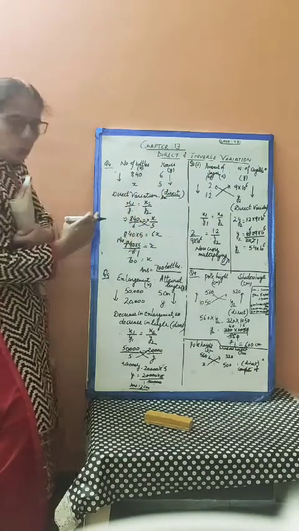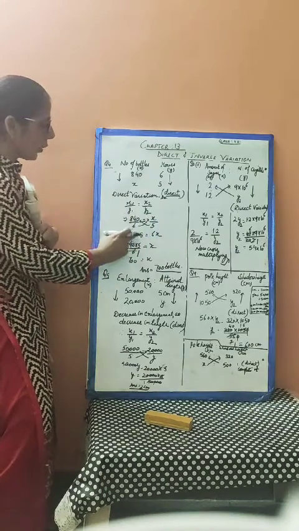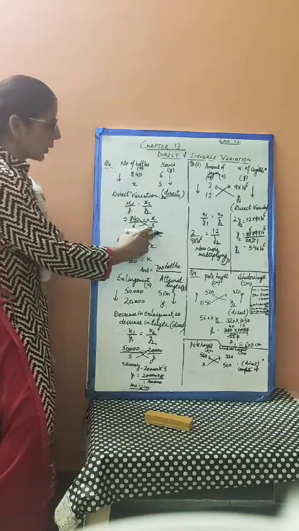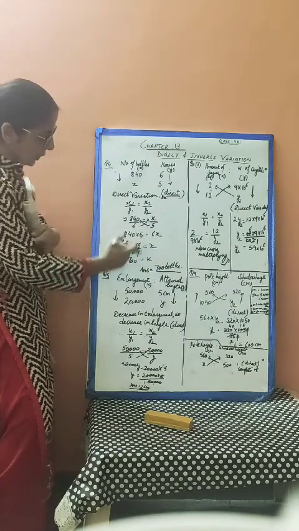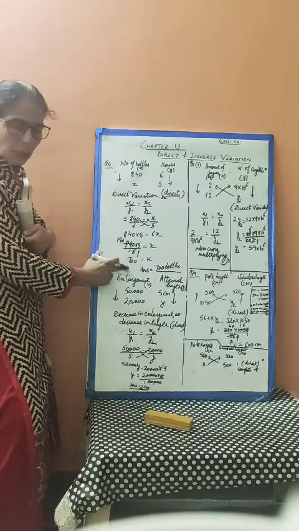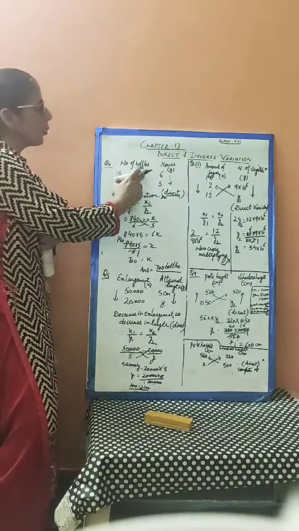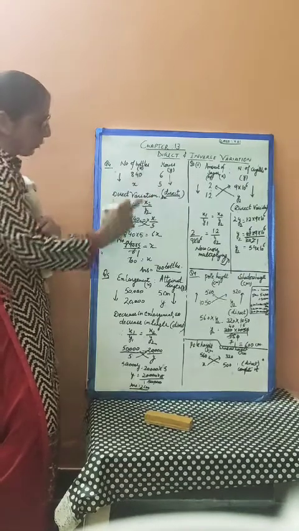We can do the direct cross multiplication: 840 into 5 is equal to 6 into x. Since x is multiplied by 6, the 6 will come down. So x is 840 into 5 upon 6, and on simplification it gives 700. So 700 bottles will be prepared in 5 hours.